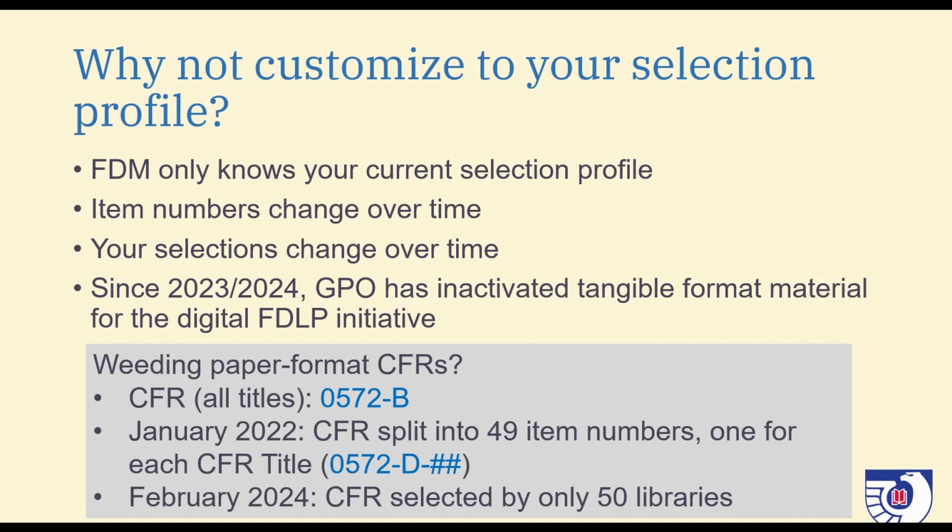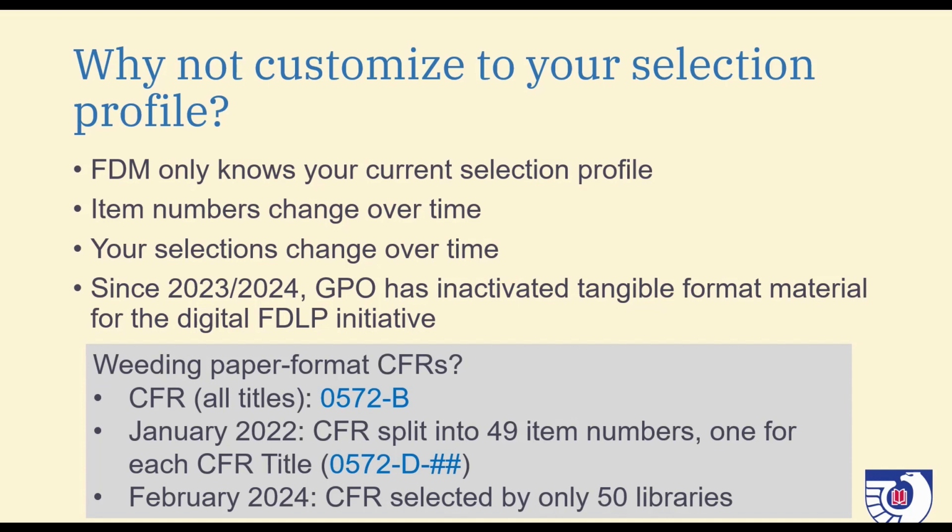So if you were to go into FDM and run a query saying, show me everything that my library profiled for, because I'm trying to create an inventory, the only time that you'll see the CFR returned on the search results is if you happen to be one of the 50 libraries that currently select the CFR. And even then, you would only see your receipts going back to January of 2022, and that's because that's when we started using those item numbers that you're currently profiled for.